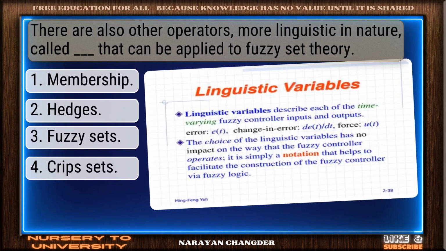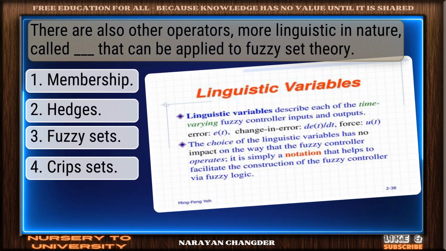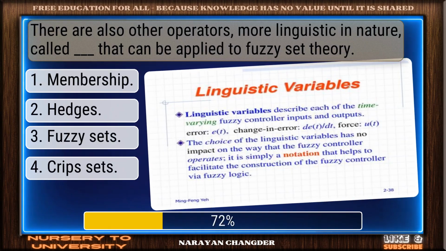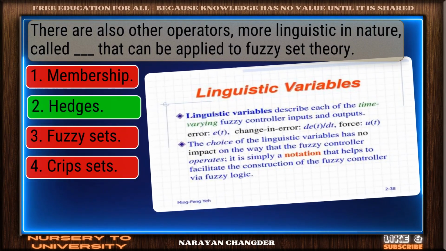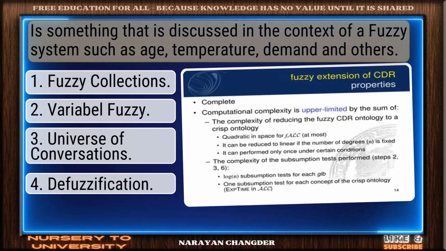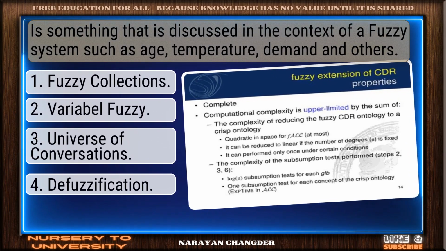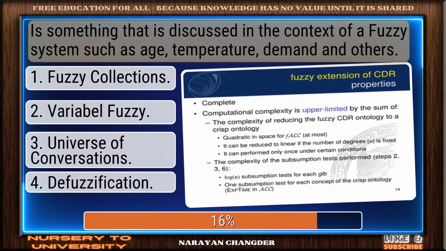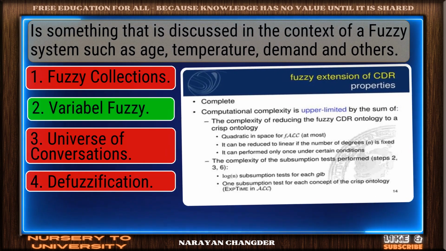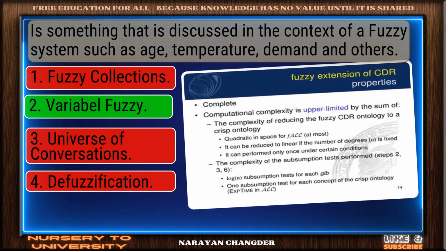Question number 9. There are also other operators, more linguistic in nature, called dash that can be applied to fuzzy set theory. Well reasoned. Hedges is the correct choice. Question number 10 is something that is discussed in the context of a fuzzy system such as age, temperature, demand, and others. Exactly. Fuzzy variable makes sense and it is the right choice.